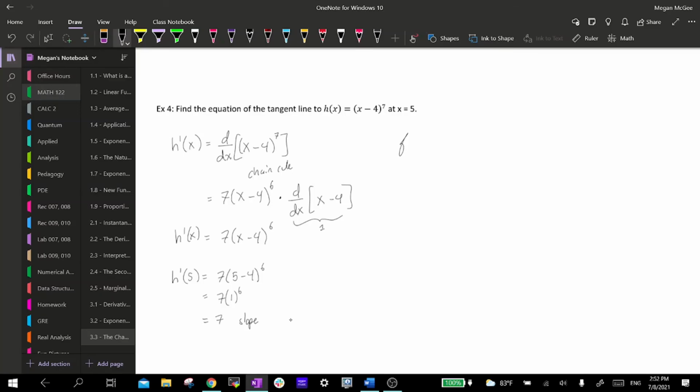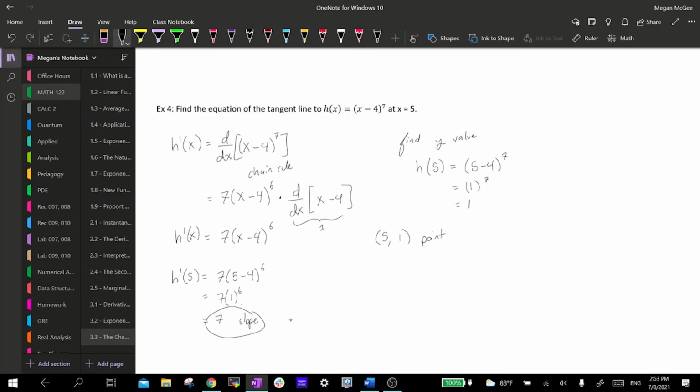Then we need to find the y value. So we need to plug in our x value to our regular equation. H of 5 is equal to 5 minus 4 to the 7th. Again, 5 minus 4 is 1 to the 7th, so we get 1. So we found our slope, which is 7. We found our point, which is the given x value of 5. And we found the y value is 1. All right, this is our point.